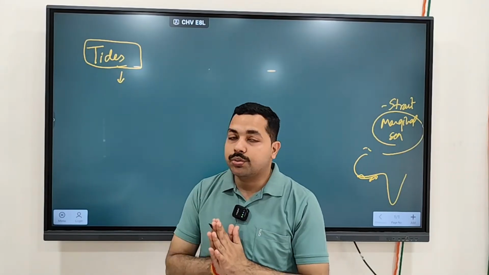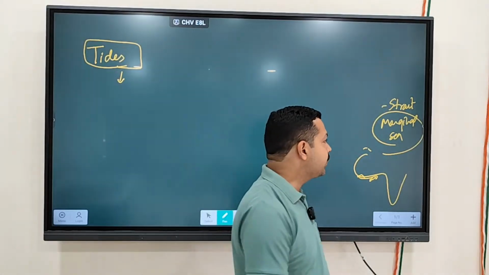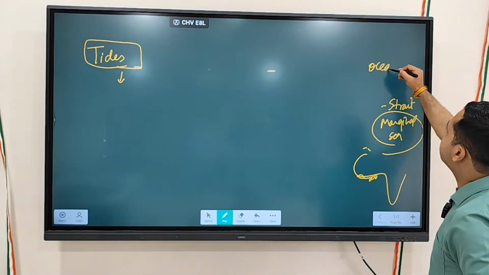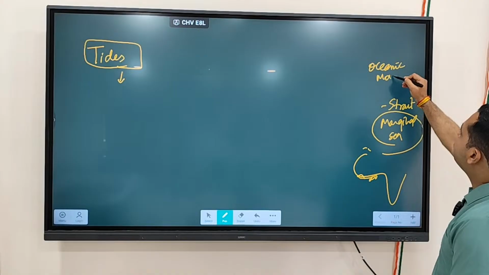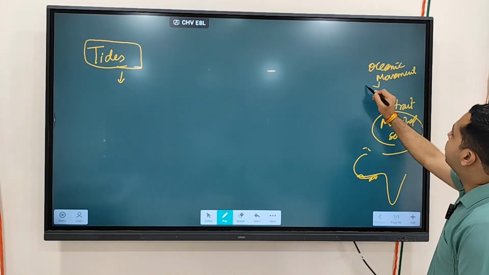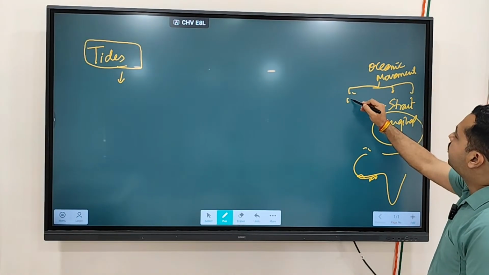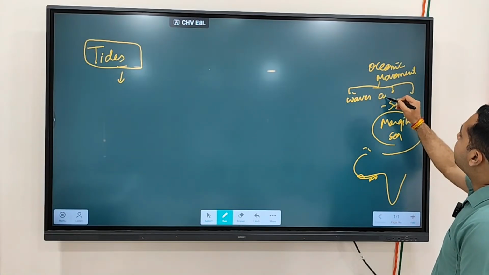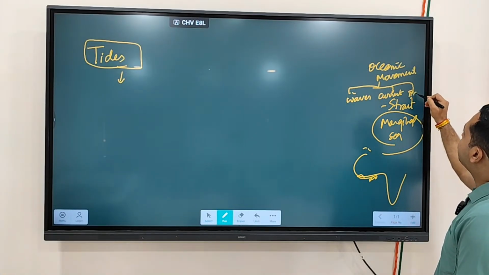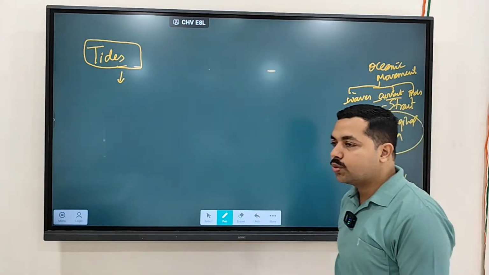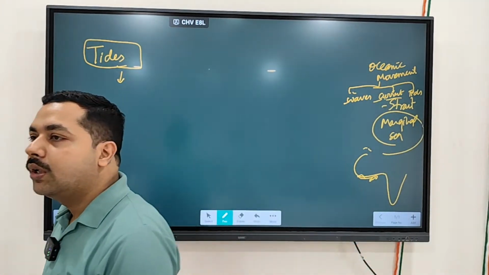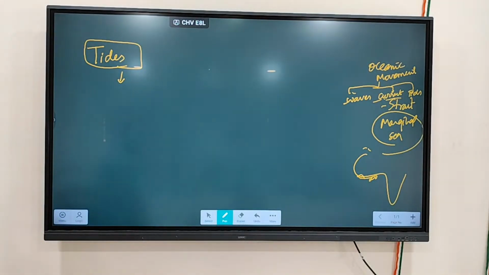Now we are coming to the concept of tides. Last class we discussed that oceanic movements are divided into three types. What are the three types of movement? Waves, currents, and tides. So we are done with the two concepts, waves and currents, and now we are moving to the tides concept. Which type of current moves along the eastern coast of Africa?